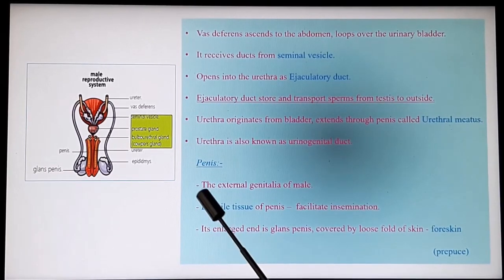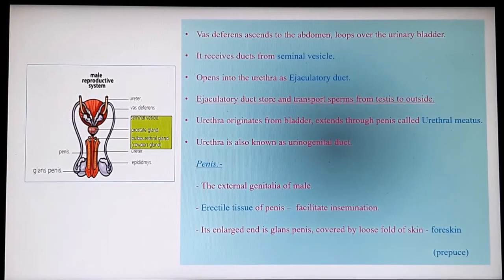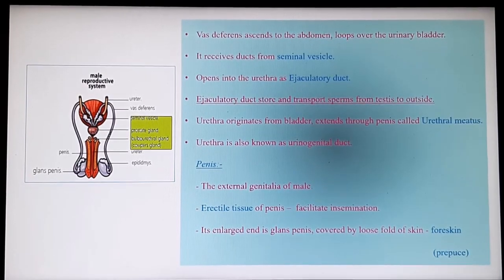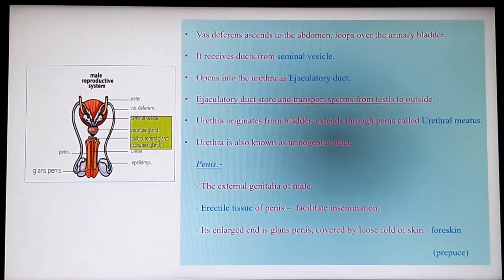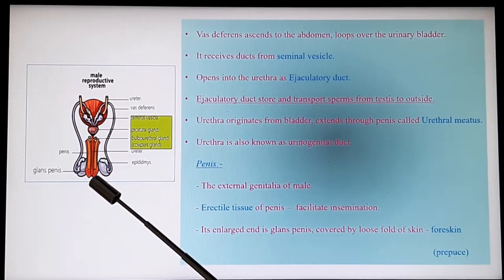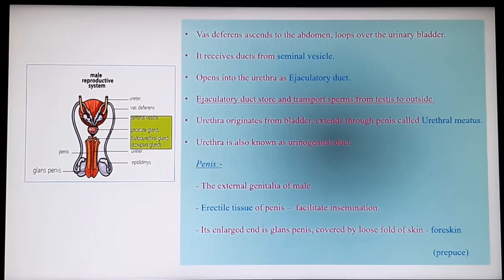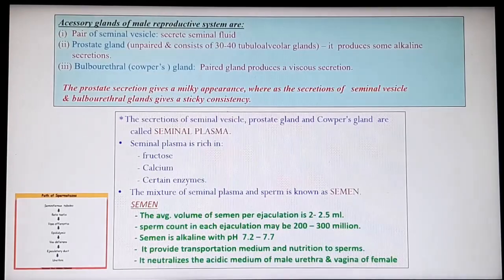Penis is considered as the external genitalia of the male. It is characterized by a special type of tissue known as erectile tissue, which helps to facilitate insemination. The enlarged end of this penis is known as the glans penis, which is covered by a loose fold of skin known as foreskin or prepuce.